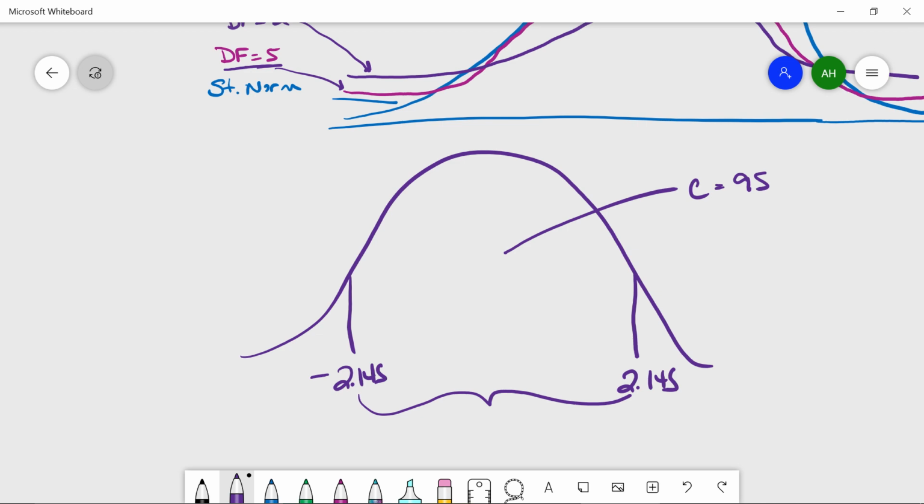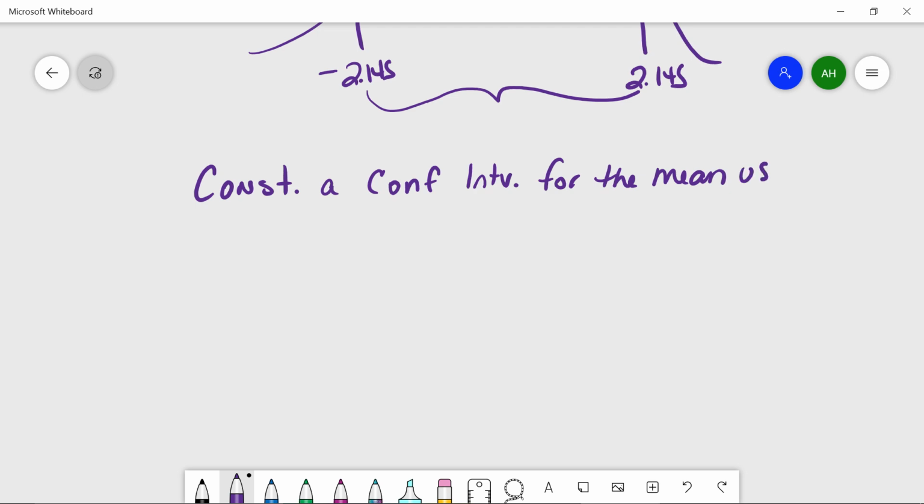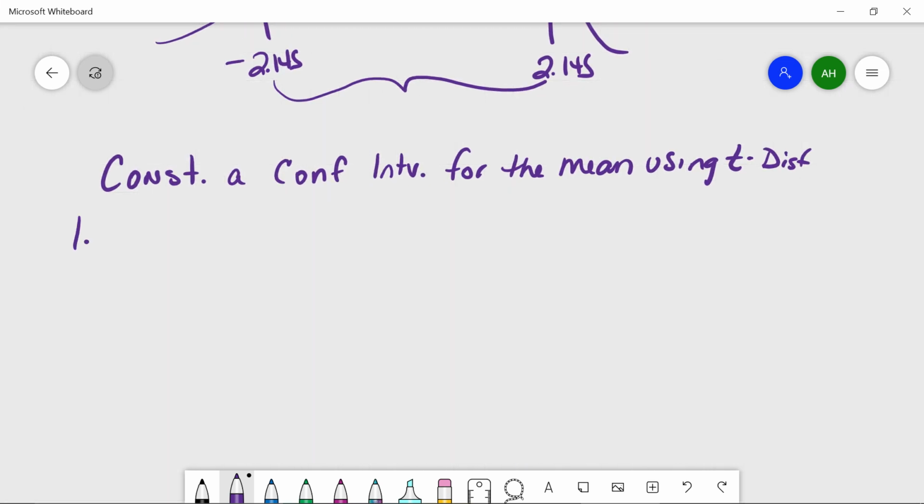Over here, this is super simple. We're going to look at how to construct a confidence interval for the mean using the t-distribution.